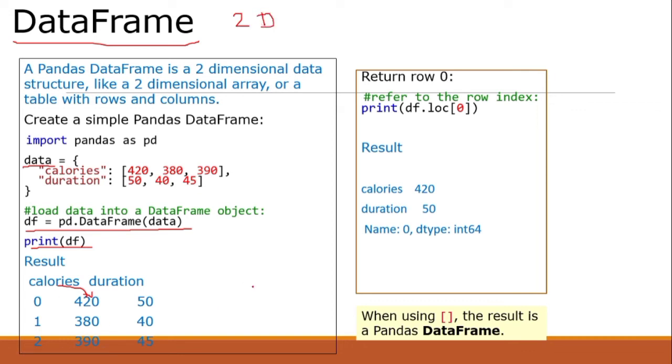And you also have to understand that in order to locate, to refer to the index, you say print df.loc[0]. So in your data frame, you want what is there at location 0. You know that at location 0, you have 420 calories with duration as 50. That is how it will display for location of 0. Okay? So when you are using square brackets, the result is a pandas data frame.